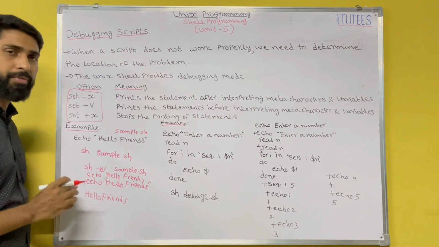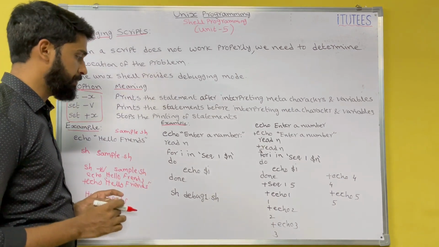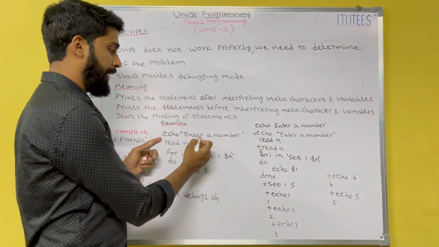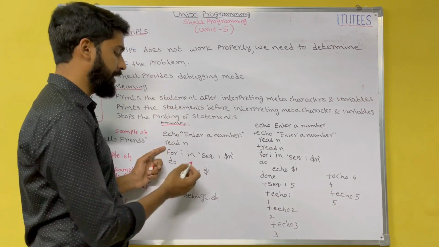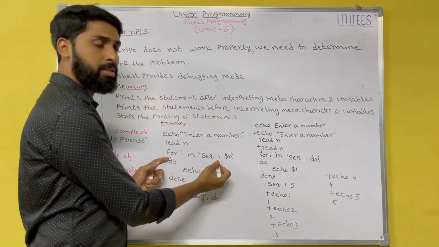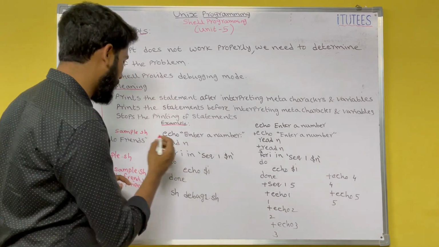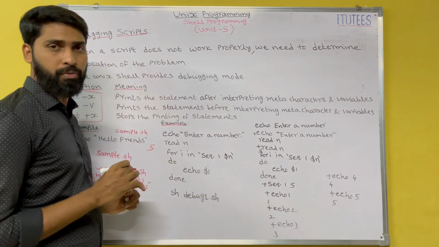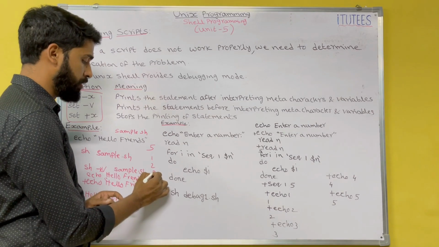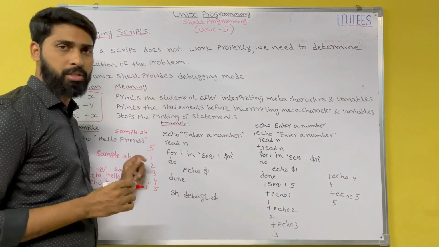Now we are going to see one small script. This is echo enter a number, then read n. For i in sequence 1 to n, you are going to print the i value. For example, I enter n equals 5. It displays 1, 2, 3, 4, 5. So this is the output.